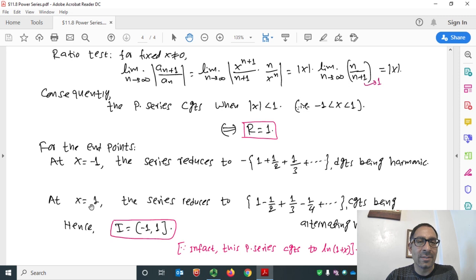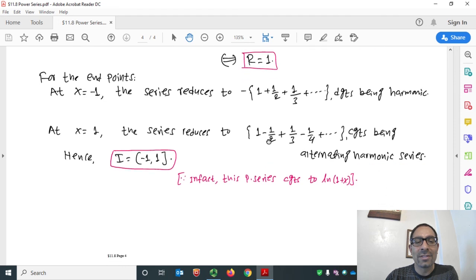How about the right-hand point? At x equals 1, the series reduces to 1 minus 1 half plus 1 third minus 1 fourth. This is an alternating harmonic series, and it converges. Therefore, our interval of convergence is negative 1 to 1, excluding the left-hand point, including the right-hand point. Great. So we finished these sections. Thank you.